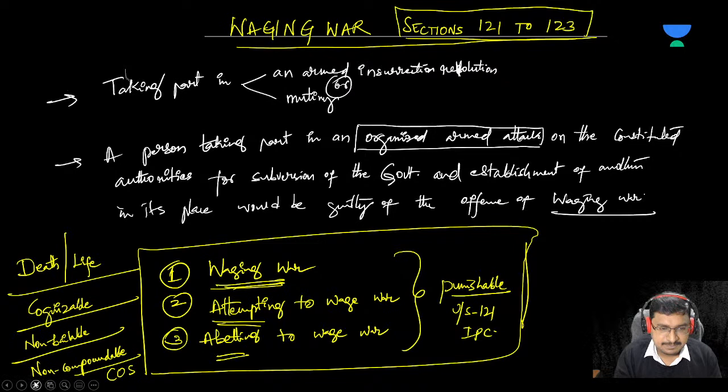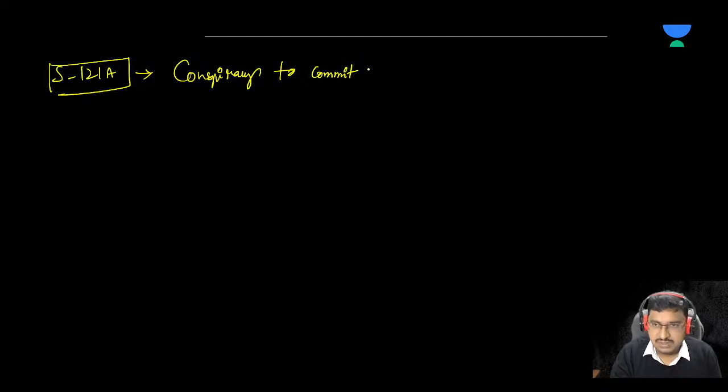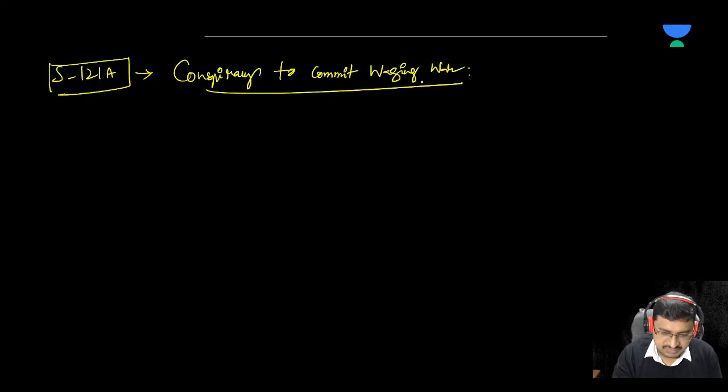Okay. Thereafter, section 121A. Okay, section 121A. Section 121A is related to conspiracy to commit offense punishable by section 121, conspiracy to commit waging war against the government. Here, friends, we need to remember this one. Conspiracy to commit waging war.